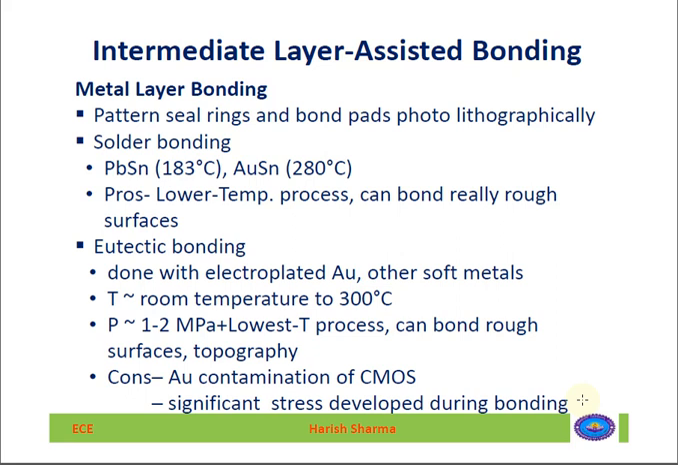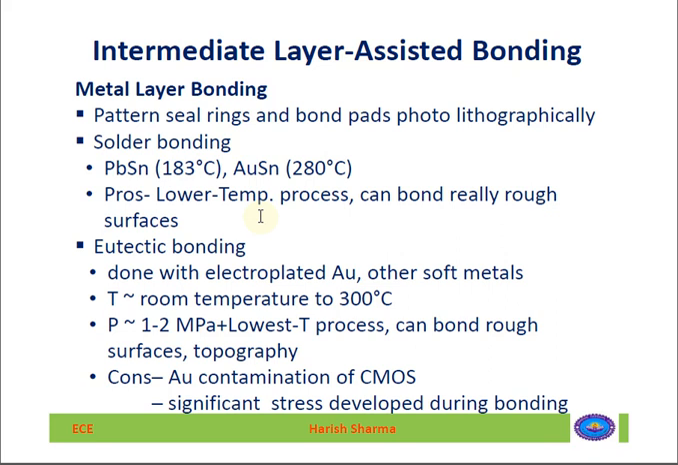In solder bonding, tin lead or AuSn is used. The melting point for tin lead is 183 degrees centigrade, and for AuSn this is 280 degrees centigrade. The advantages are a low temperature process, and it can bond rough surfaces readily. If the surfaces are rough, in that case also this bonding is good. But wafers are just bonded at special points only, not complete layers, so roughness can be ignored in that.